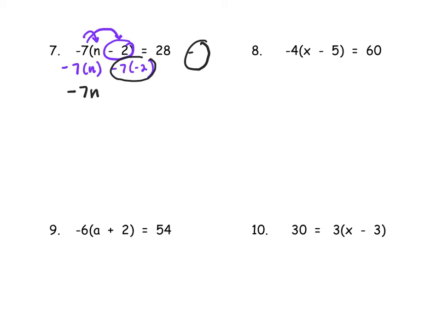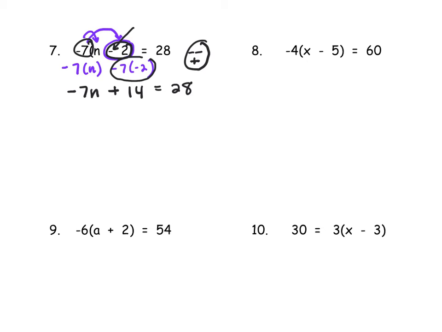I have a negative 7 times a negative 2, and when the signs are the same, the answer is positive. So this is going to be a positive answer, and 7 times 2 is 14. One of the most common errors is to just drop down this sign. So when we have a negative out front and a negative inside the parentheses, that's where we have to be very diligent and very careful with those signs. So this is the resulting two-step equation.